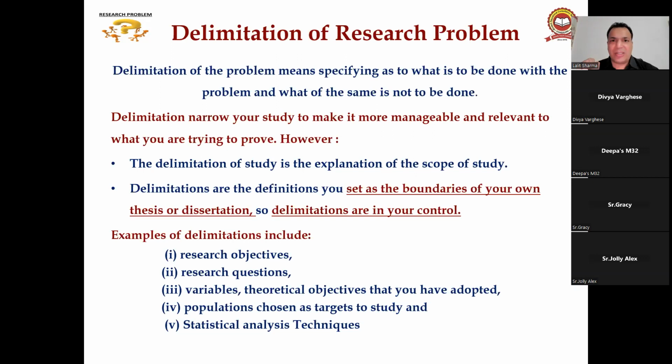This is the delimitation. Basically, it is your control. Delimitation means you have to delimit the problem: what is to be done with the problem, what is not to be done with the problem. First you define it. This is called delimitation. And what is limitation?